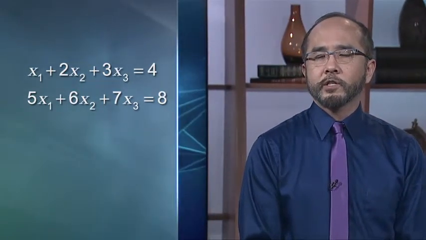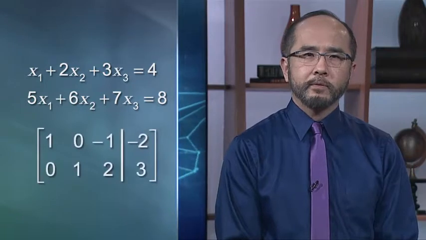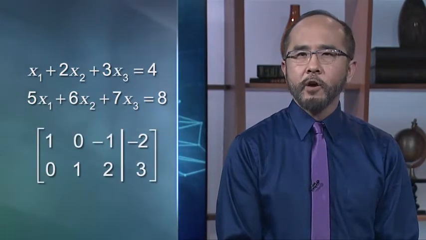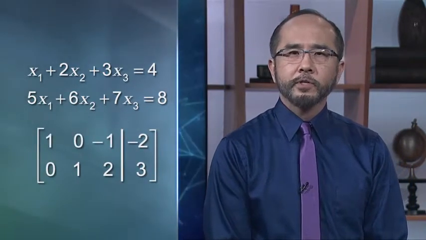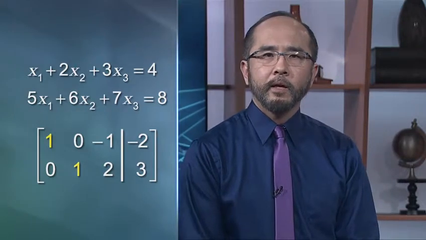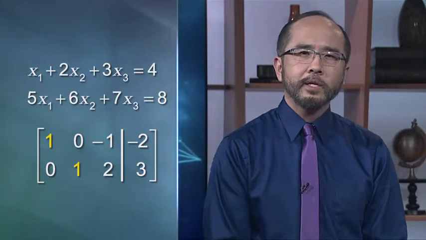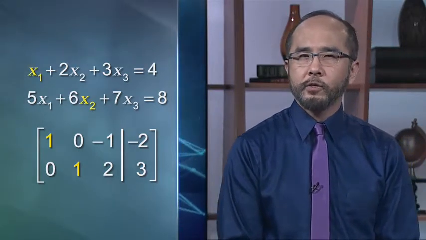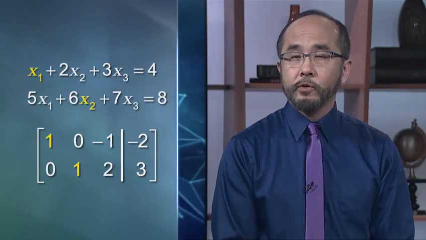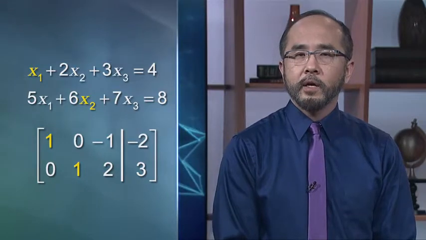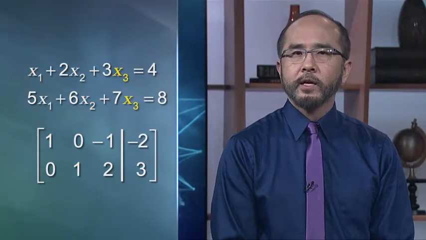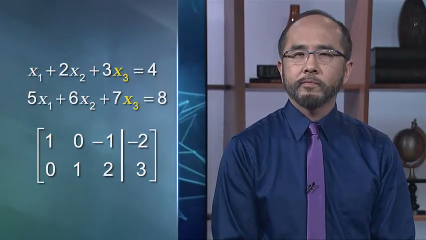The reduced row echelon form was this. There's no row of zeros on the left, so there's no inconsistency. You can see the leading ones in the first and second column, and these are coefficients of x1 and x2. So x1 and x2 are the leading variables. The remaining variable x3 is thus the free variable.